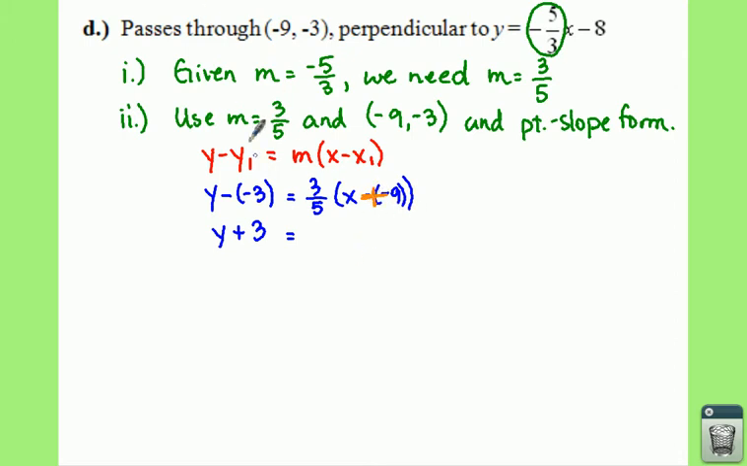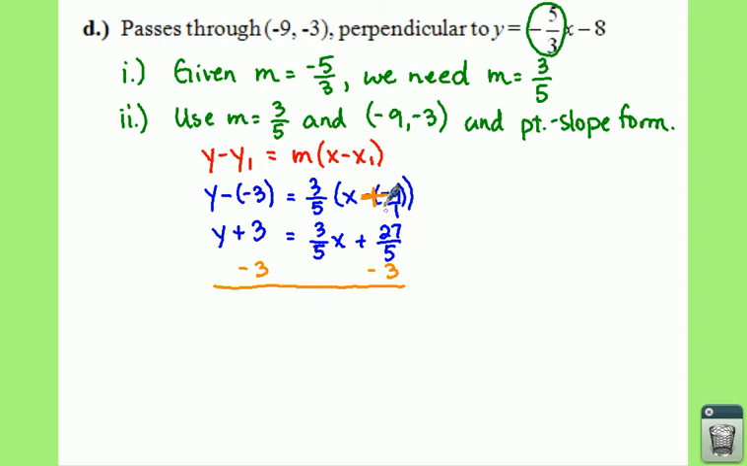So when we multiply 3/5 to the x, we get 3/5 x. And we have 3/5 times 9 over 1. So that's going to give us 27 over 5. So the only thing left is to subtract 3 from both sides. Well, when we subtract 3 from both sides, unfortunately, we don't have a common denominator. So we are going to have to convert these.